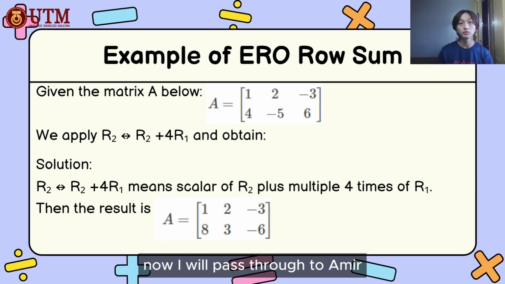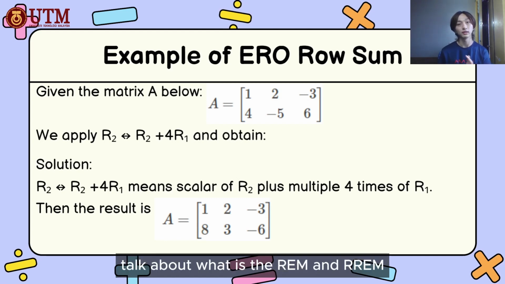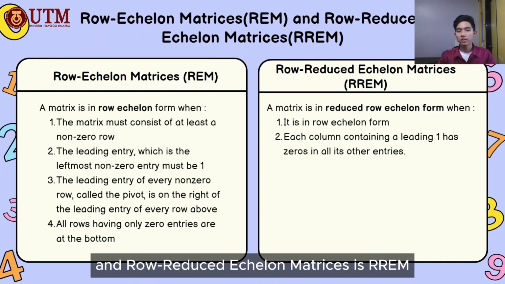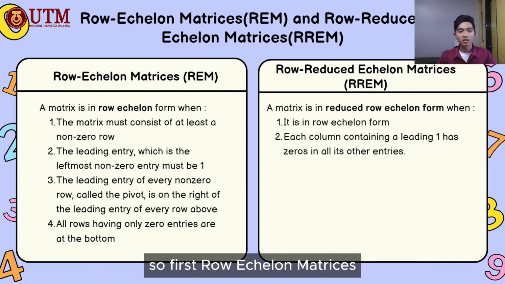Now I will pass you to Amir to talk about what REM and RREM are. For row echelon matrices, or REM, and row reduced echelon matrices, RREM. So first, row echelon matrices.